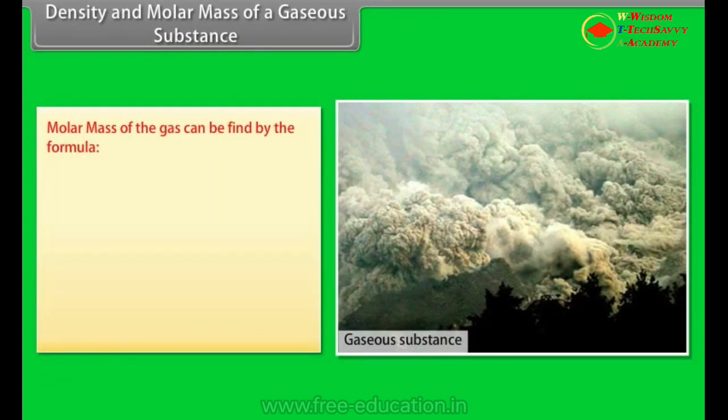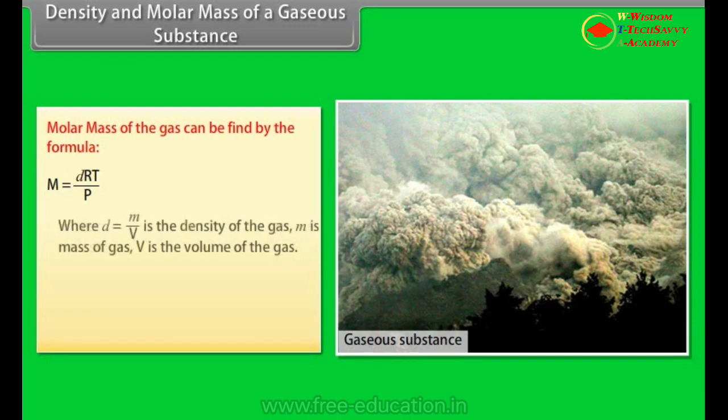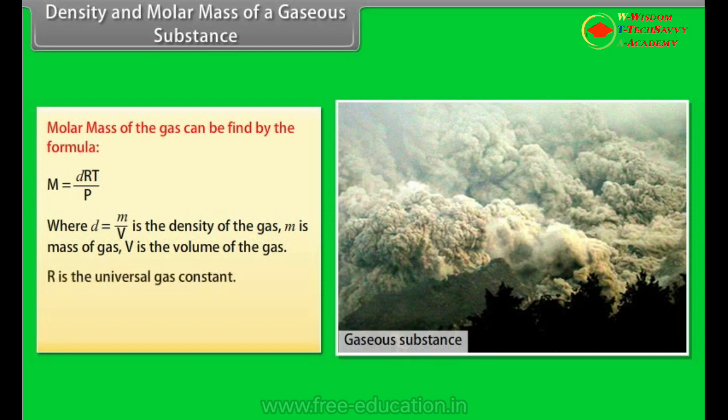Density and molar mass of a gaseous substance. The molar mass of the gas can be found by the formula M is equal to D R T by P, where D is equal to M by V, the density of the gas, M is the mass of the gas, V is the volume of the gas, R is the universal gas constant, T is the temperature of the gas, and P is the pressure of the gas.